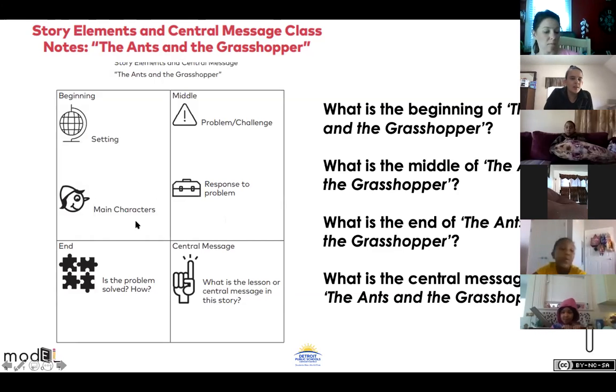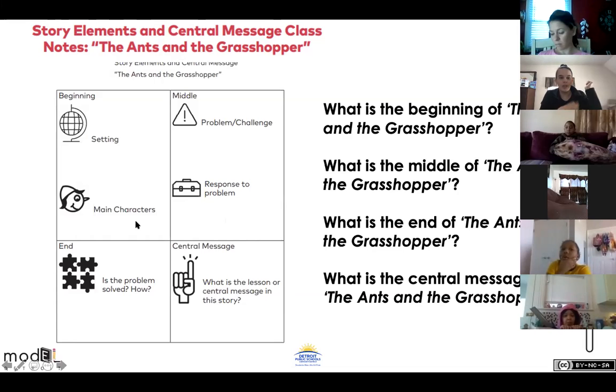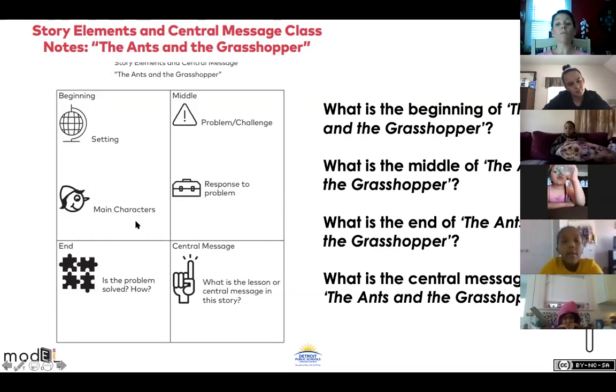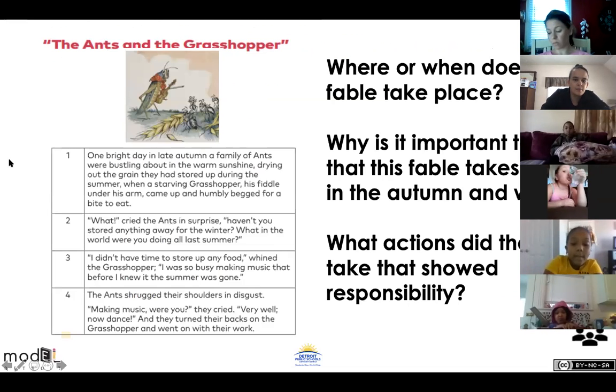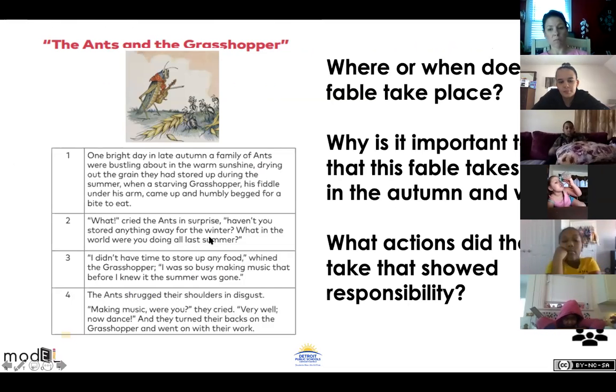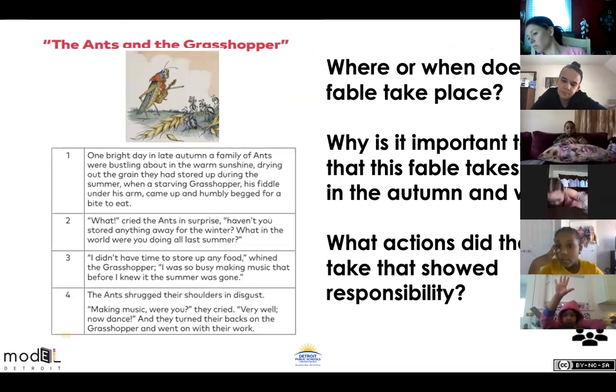So we said, Adanya, that they don't fix the problem in this story, right? So first, in the beginning, the ants are working and the grasshopper comes up with his fiddle. Then what do they talk about in the middle? I can go back. What do the ants ask the grasshopper in the middle of the story? Can someone help you?